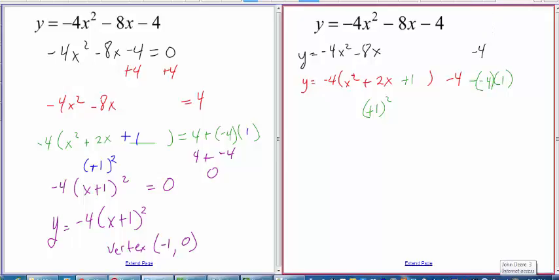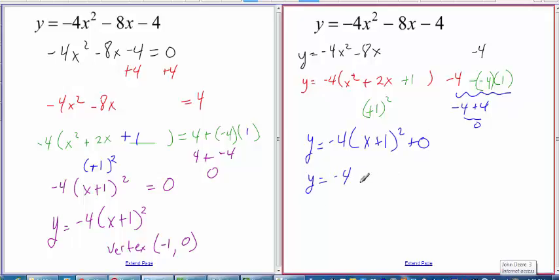Now, what we end up getting is y equals negative 4 times x plus 1 squared. Well, this right here is negative 4. A negative makes a positive, so it's positive 4 times 1. We know that that is 0. So I could put plus 0, but I don't really need to. So y equals negative 4 times x plus 1 squared. And we know that the vertex is negative 1, 0.